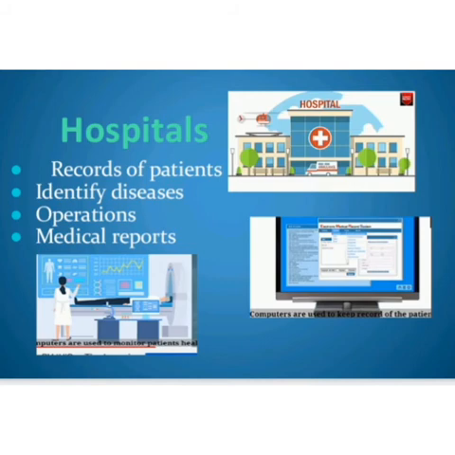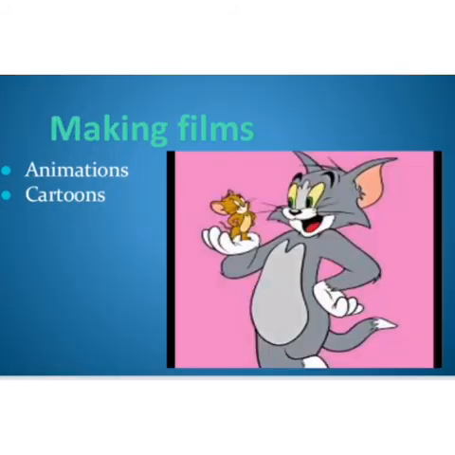The next one is making films. Making films means the computer is used for creating animations. What is animation? Preparing lively cartoons. As you know, what are the cartoons you are seeing on the TVs? Dora, Tom and Jerry, these are some of the cartoons, isn't it? So these cartoons are made using these computers only.